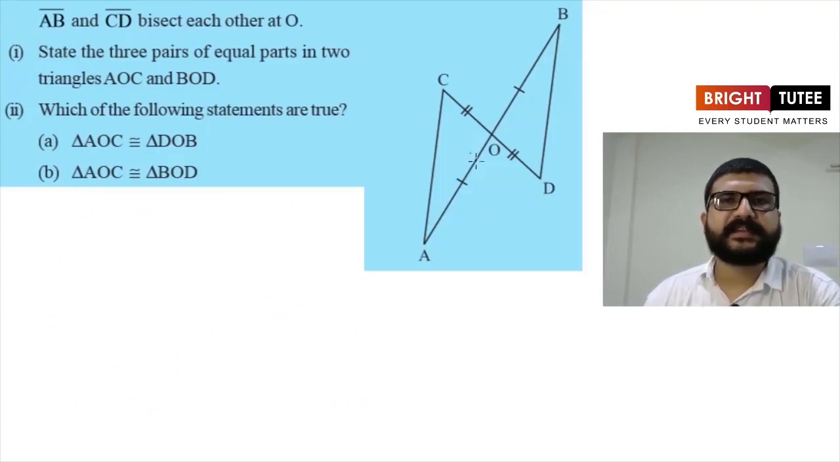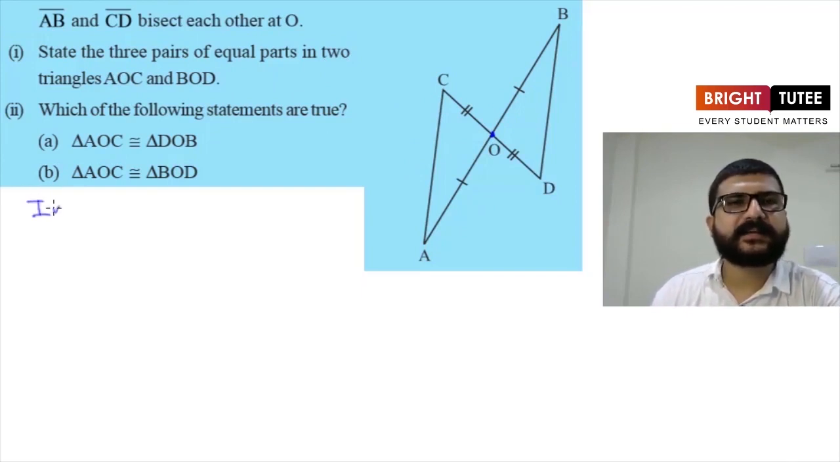The question here is, in this figure given here, AB and CD bisect each other at O. So here two line segments are given, AB and CD, and they are bisecting each other at this point O. So it means AO is equal to BO and CO is equal to DO. We have to state three pairs of equal parts in two triangles AOC and BOD.